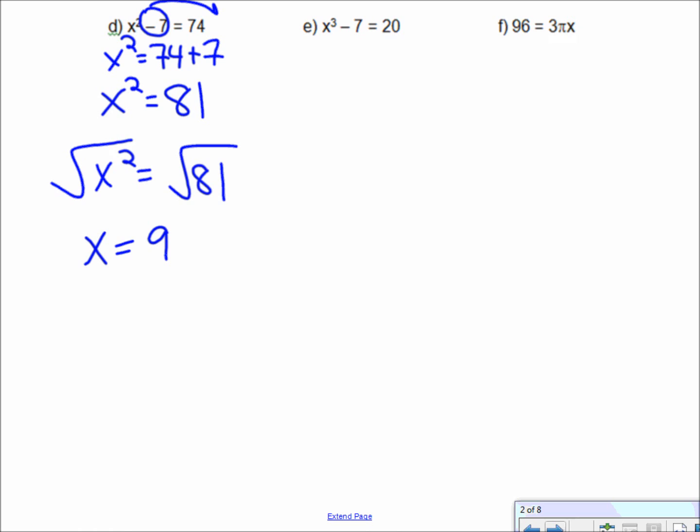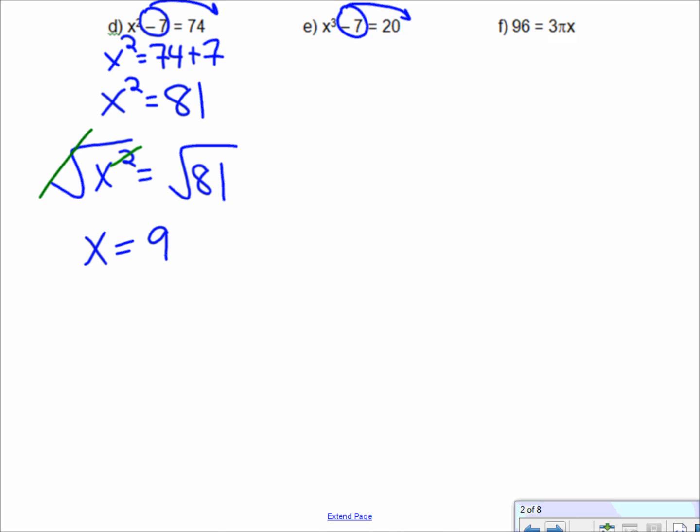So it would only be x. Would it be x squared? No, because the x squared has been canceled by the square root sign. We want to get x by itself, right? We are isolating x. We are getting it out by itself. Yeah, that's fine.